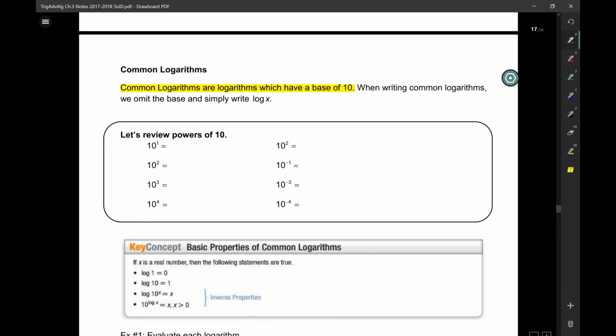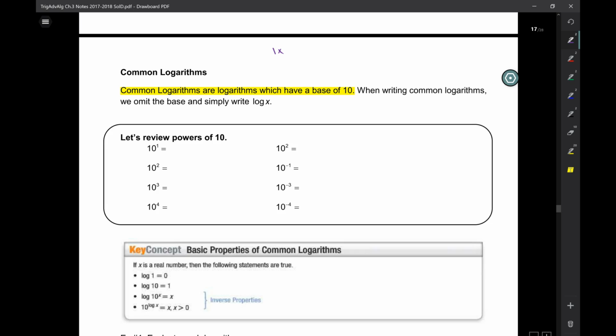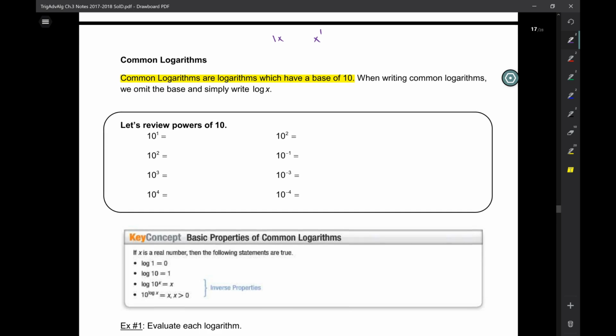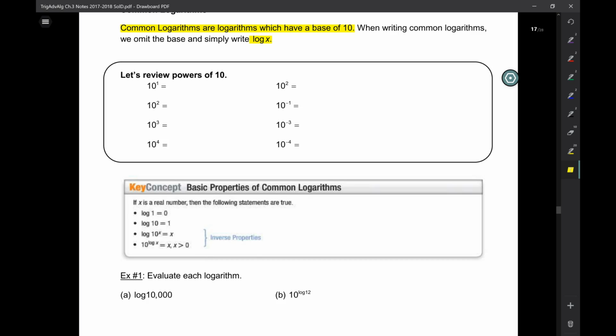It's just like we never write 1x, or we never write x to the 1, right? If the exponent is a 1 or the coefficient is a 1, you omit it. So it's the same situation. So instead of writing log base 10 of x, we simply write log x, okay? So if you see log x, log 3, it's not a typo. Nobody forgot to put in a base. It's a base of 10, okay? So you just know.